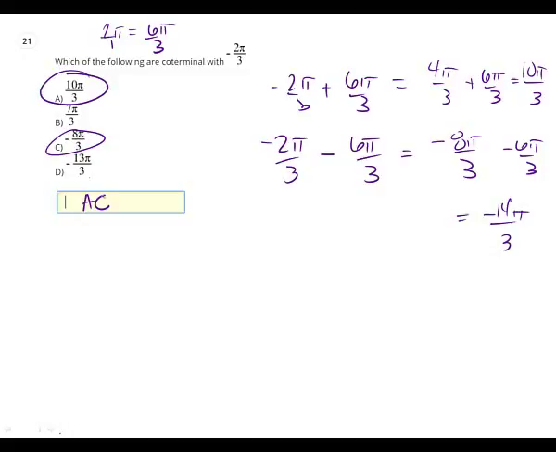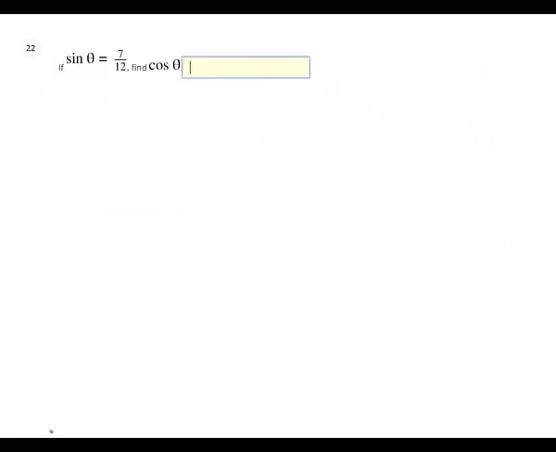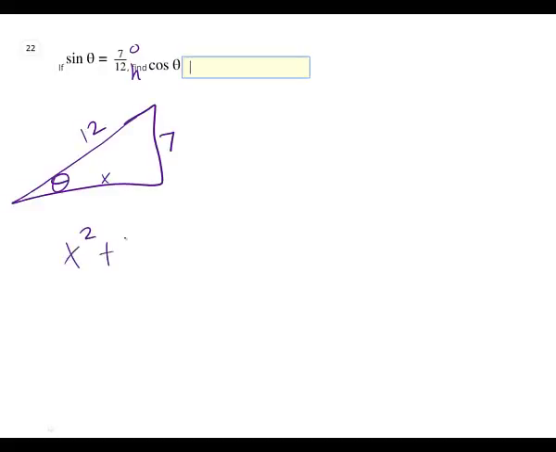22. Which one? 22. All right. So they give us the sine of 7 over 12, and we need to find the cosine. All right, so sine is what in SOHCAHTOA world? Opposite over hypotenuse. So I would probably draw that picture. So my opposite is 7, my hypotenuse is 12. I need to figure out this other side. So to figure out the other side, what are we going to use? Pythagorean theorem. So x squared plus 7 squared equals 12 squared.